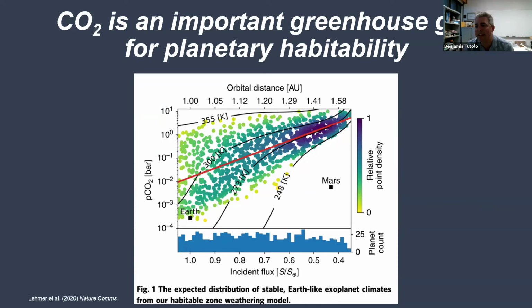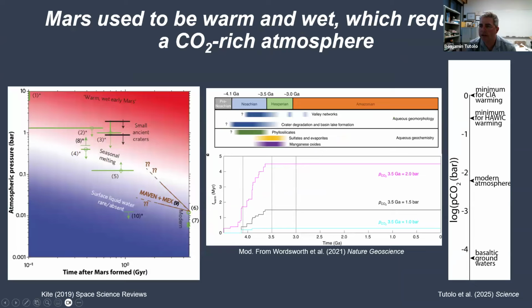And so what this indicates is that if Mars did, and there's plenty of evidence for it, have liquid water on its ancient surface, the partial pressure of CO2 must have been much higher. So we do have abundant evidence for this, and I've just collected some of that here on this slide. So Mars used to be warm and wet, and this appears to have required a CO2-rich atmosphere.